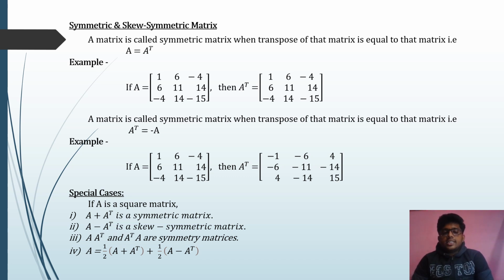Here the main difference is that first we said that AB is not equal to BA, but here they are the same symmetric matrices. And the last is there is a condition, the relationship between the symmetric matrix, skew symmetric matrix, and our original matrices.